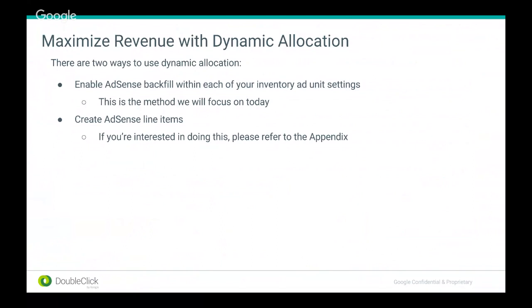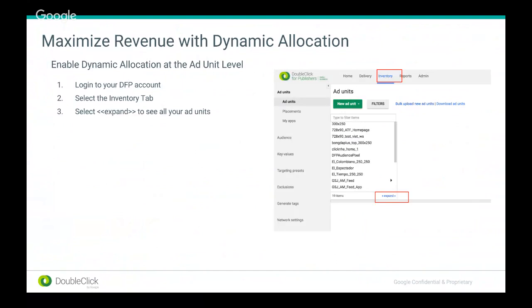So there are two ways that you can enable dynamic allocation on your DFP interface. The first, you would enable AdSense backfill within each of your inventory ad unit settings. And the second, you would create AdSense line items. Today, we're going to discuss the first method. What we're going to do now is take you through how you would implement that on your DFP account.